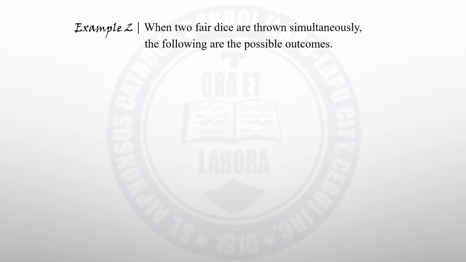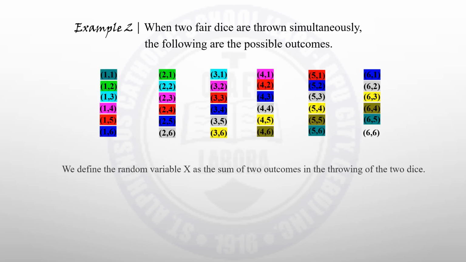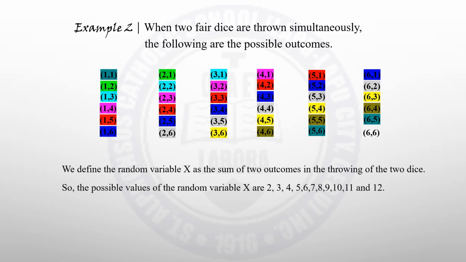For example number 2, when two fair dice are thrown simultaneously, the following are the possible outcomes. We define the random variable x as the sum of the two outcomes in the throwing of the two dice. So the possible values of the random variable x are 2. Why 2? Because 1 plus 1, the answer is 2. We have also 3. 1 plus 2, the answer is 3. We have 4, we have 5, 6, 7, 8, 9, 10, 11, and 12.